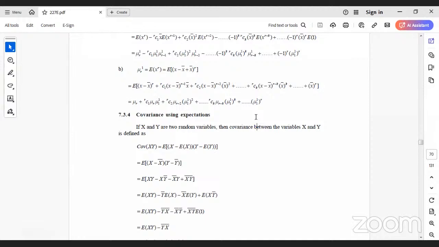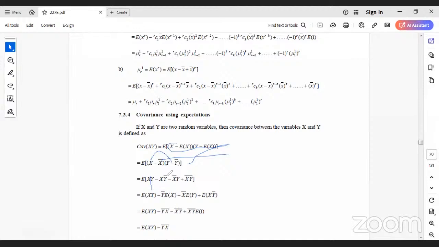So E of (x minus x bar)(y minus y bar). See here, we are taking this condition: x minus x bar and y minus y bar, where x bar is E of x and y bar is E of y. Multiplying them, E of xy minus x y bar minus x bar y plus x bar y bar. What is the condition I am writing here? Then we simplify. First one we are taking E of xy.